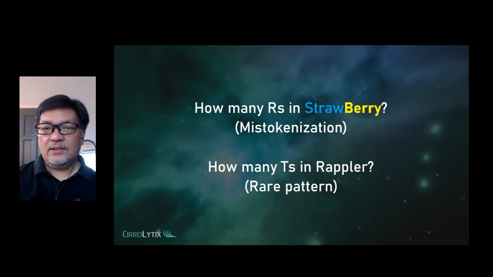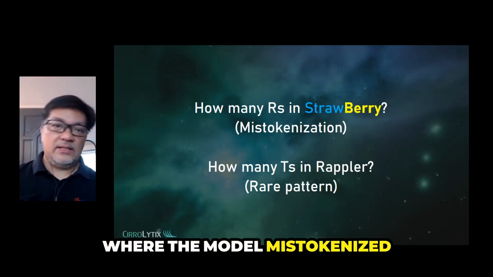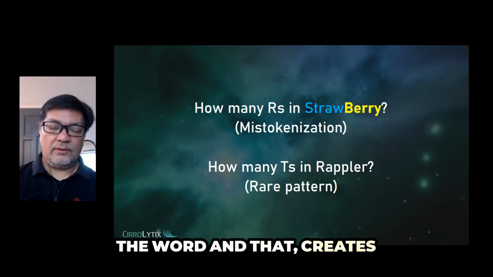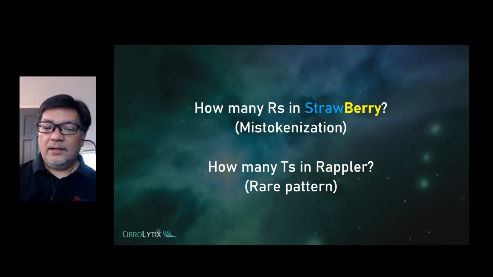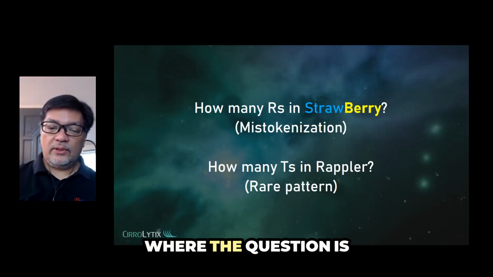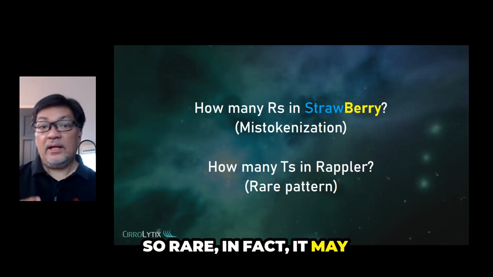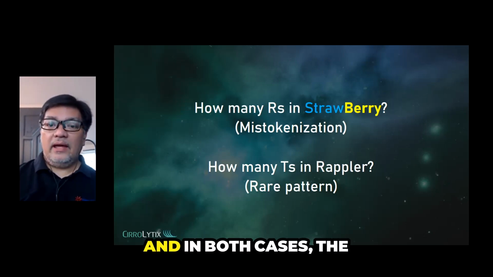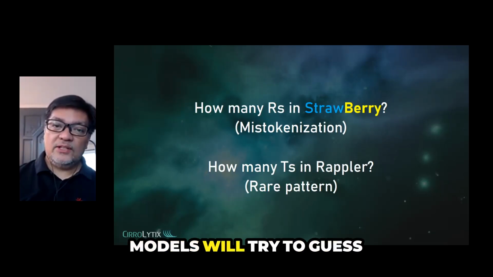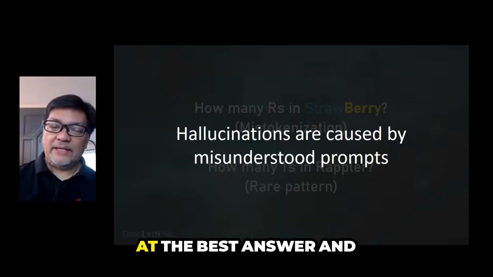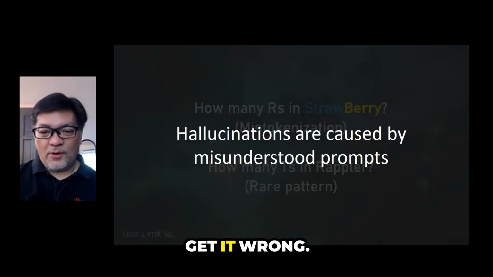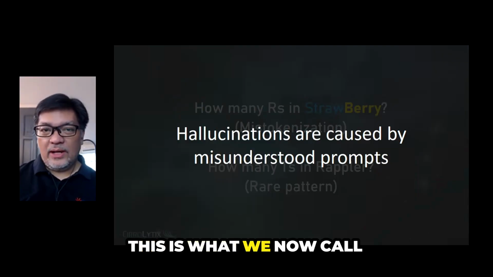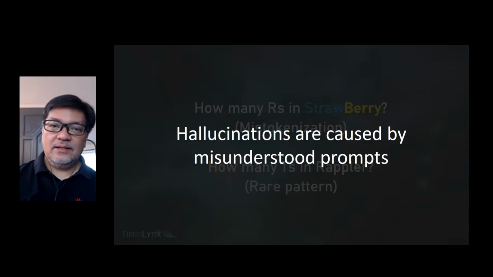But now we are encountering two different cases. Strawberry is a case where the model mistokenized the word, and that creates all the misunderstanding. While Rappler is a case where the question is so rare, in fact, it may not even have existed in the past in its training. And in both cases, the models will try to guess at the best answer and get it wrong. This is what we now call hallucinations.